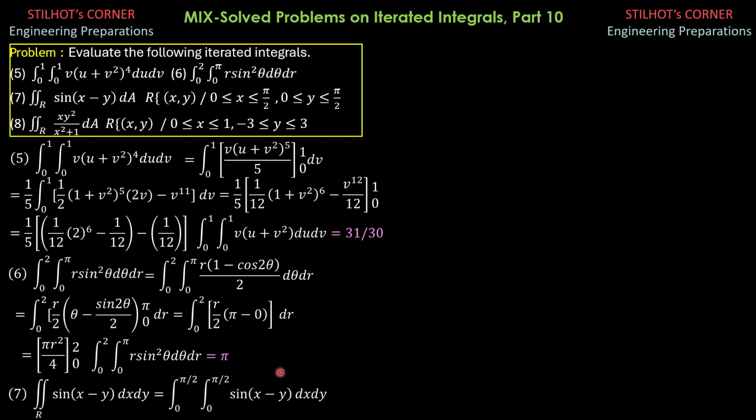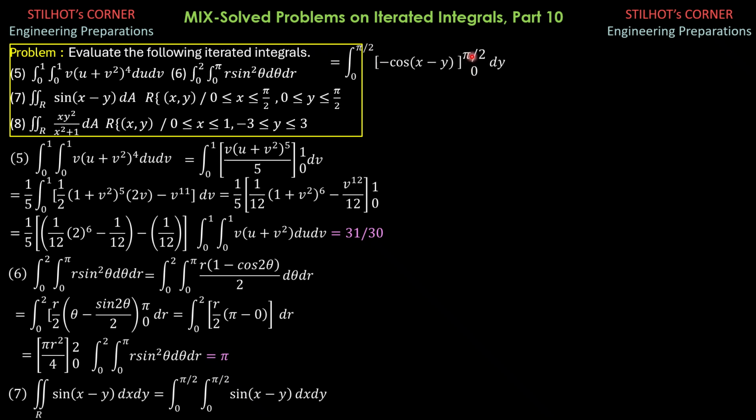So the integral of sine of something is simply negative cosine of something. So negative cosine of x minus y. So that would be equal to the integral 0 to pi over 2 of negative cosine of x minus y, then 0 to pi over 2 dy.